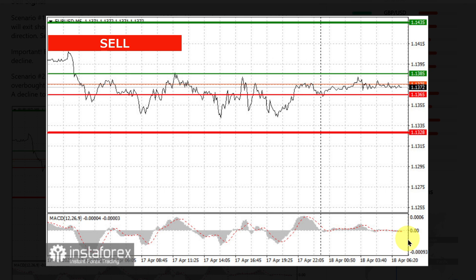You could also plan to sell the euro today if the price tests 1.1385 twice in a row, while the MACD is in overbought territory. This will limit the pair's upside potential and lead to a downward market reversal. A decline toward 1.1365 and 1.1328 is expected.